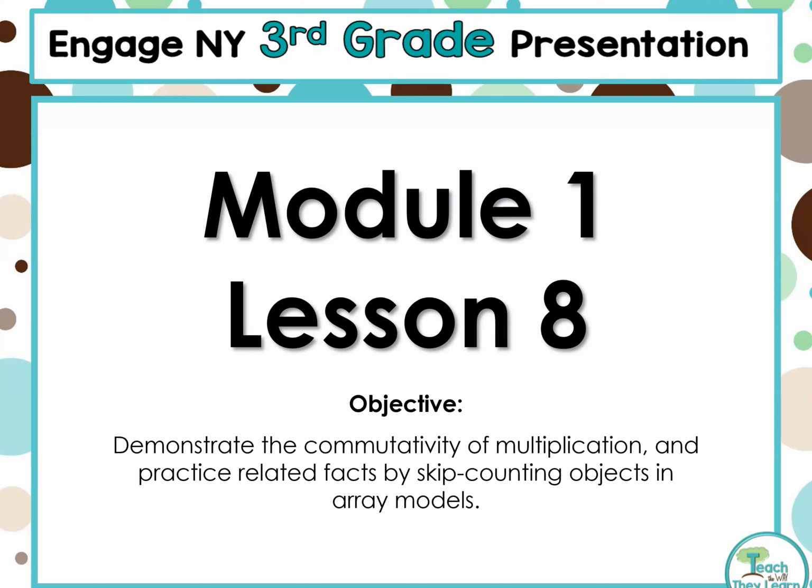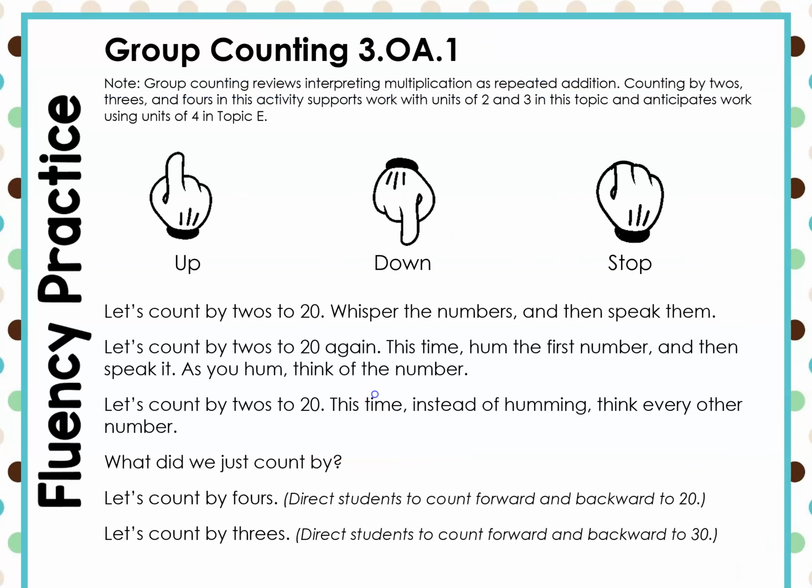Okay, for Lesson 8, our objective, or what I want you to be able to do by the end of the lesson, is to demonstrate the commutativity of multiplication and practice related facts by skip counting objects in array models. I want everyone focusing on that word, commutativity. In yesterday's lesson, Lesson 7, we talked about the commutative property, and we're going to go back over that before we get into our lesson too far.